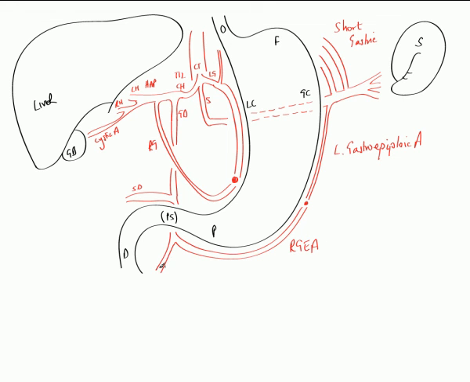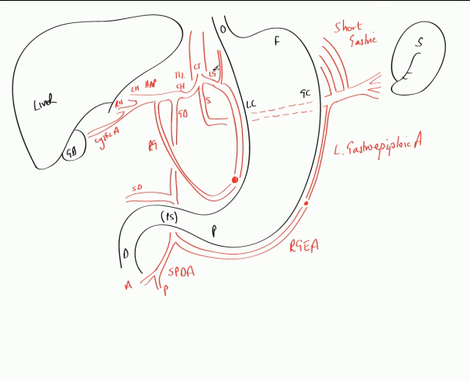Also coming off the gastroduodenal and going towards the pancreas and the duodenum is the superior pancreaticoduodenal artery, and that's running to both the duodenum and the pancreas. This artery itself can also split into anterior and posterior parts.